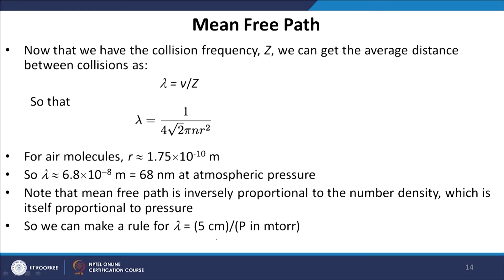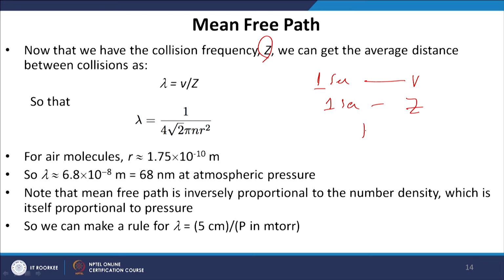That is the collision frequency, the number of collisions per unit time. That is z. Now we can get the average distance between the collisions. If we define the average distance between two collisions as lambda, that is v by z. Why v by z? Because in unit time, let us say 1 second, the molecule can travel this much distance, v, and while traveling this distance in this 1 second, it undergoes z number of collisions.